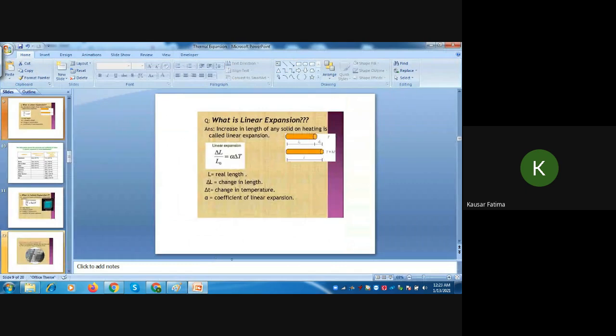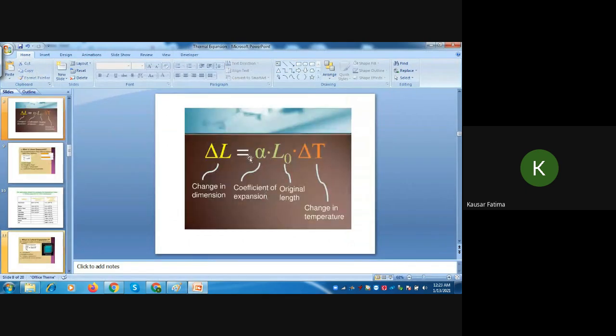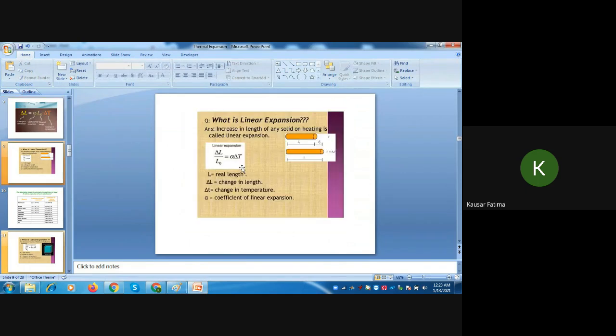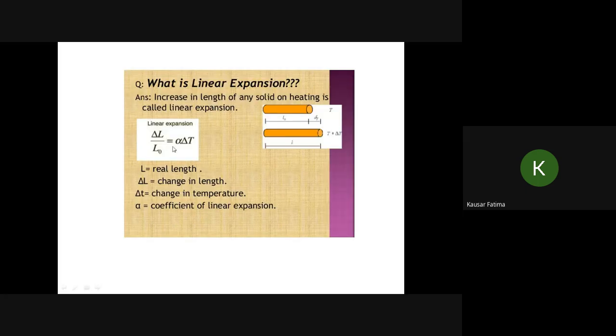So the formula which we studied in the previous one, delta L. If I bring L naught to the other side, I get delta L upon L naught equals alpha delta T. The numericals are not usually asked, but you need to know the expansivity. Which one has greater expansivity? The table of values will be given to you, and you may be asked to compare.